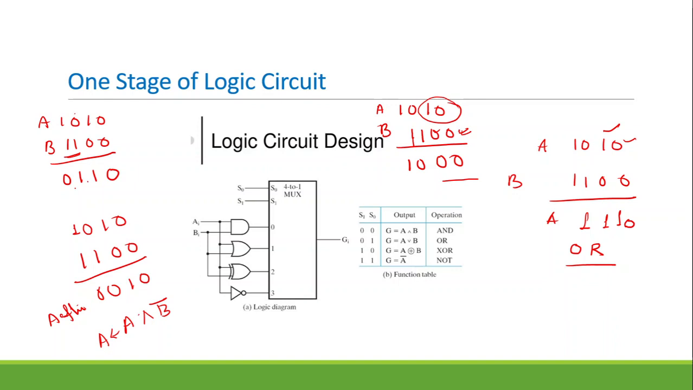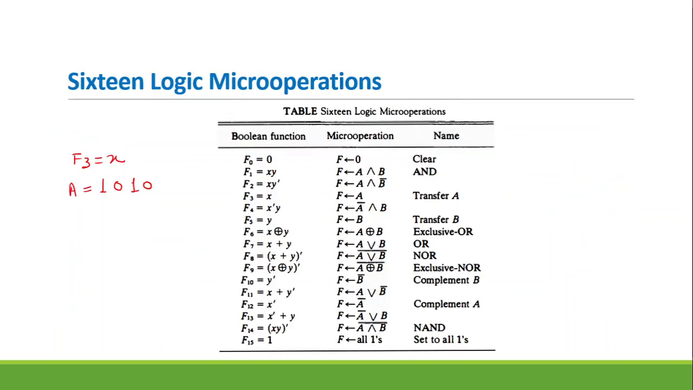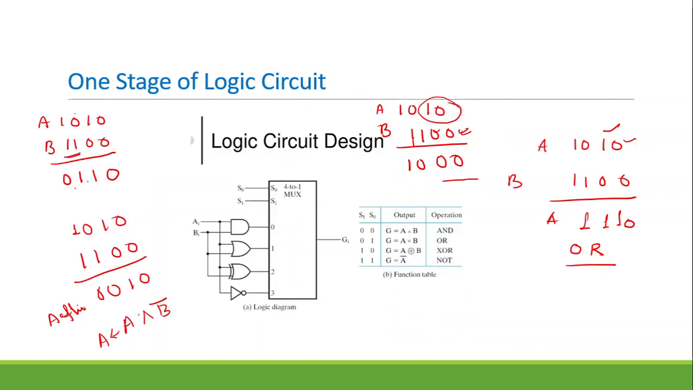Okay, so these are different types of micro operations that can be performed with the help of the logic circuit design. Here we are basically using one multiplexer and four gates: one AND gate, one OR gate, one XOR gate and one NOT gate. The implemented micro operations are AND, OR, XOR and NOT.